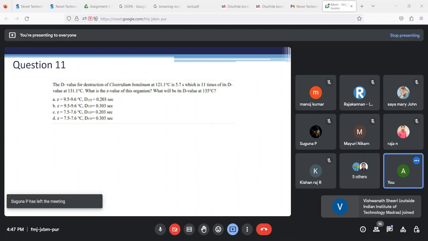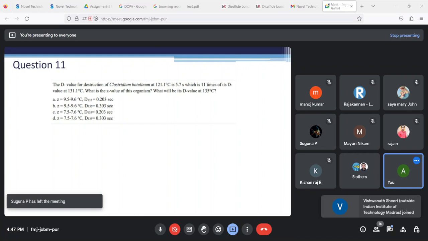So if you plotted x versus time, that would have given you the D value. If you plot the D versus temperature, that will give you the Z value. So Z value is the increase in temperature that is required to reduce the D value by 10. So your D final will be D initial divided by 10. Is this clear? What is the Z value of the organism?